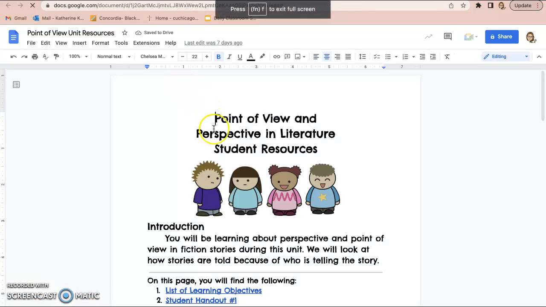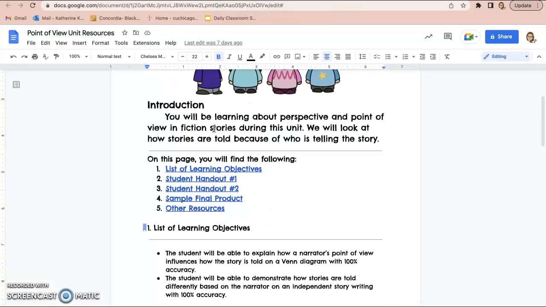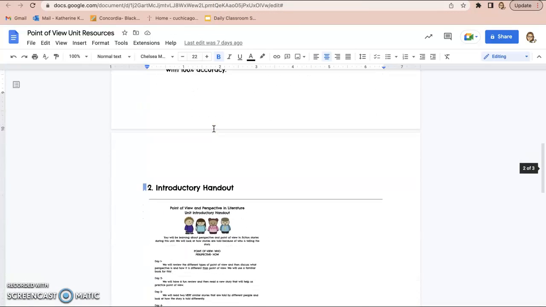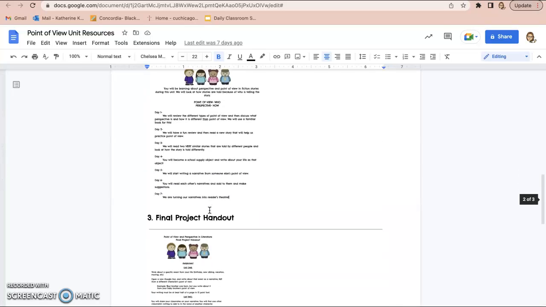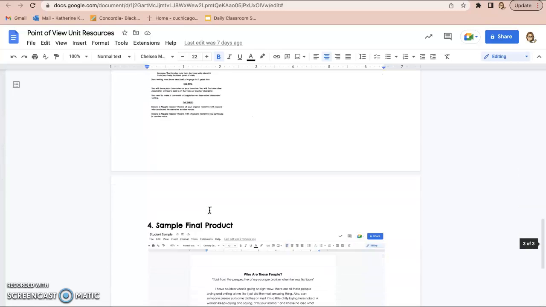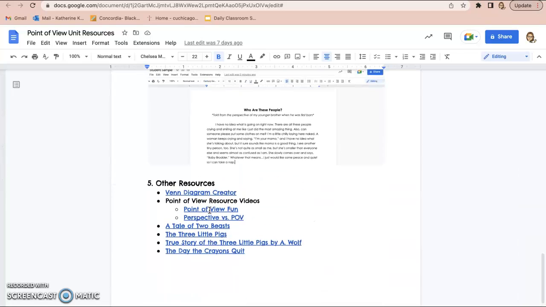The online digital resource that I will be using is this. It's kind of like a hub for all students to access. It has each section with links, the learning objectives, a copy of what the handouts will look like, along with what that final project might look like. At the bottom, I have links to the Venn diagram creator, a couple of YouTube videos that explain point of view and perspective, and links to YouTube read-alouds of the stories that we read together in class.